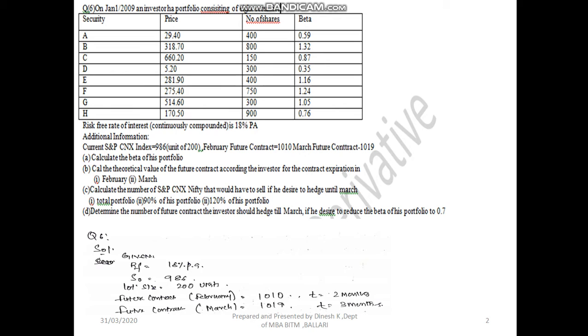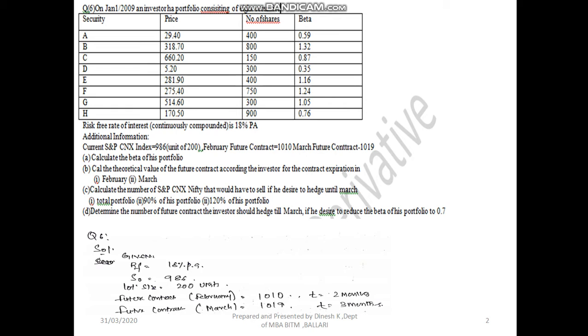As I said, there are three different methods for calculating the valuation: one with no dividend, one with dividend in the form of cash, and one with dividend in the form of dividend yield. Question 6 has no dividend, neither in the form of cash nor in the form of yield. For the month of February, the time frame would be T equals 2 months, since the reference date is January and February is 2 months. For the month of March, the time frame would be 3 months, that is 3 divided by 12.